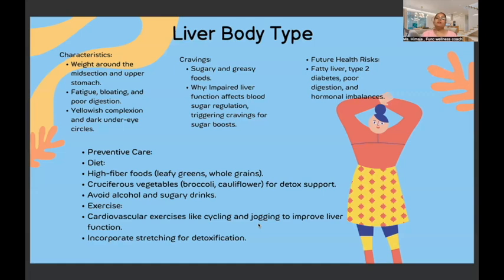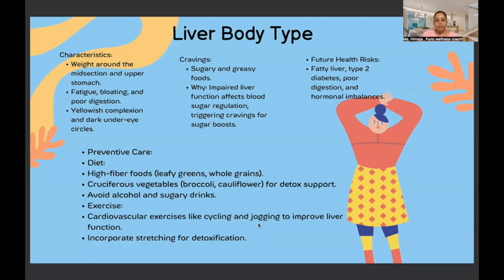And what is the preventive care and diet that has to be taken? High fiber foods. How much fiber we need to have, a nutritionist can guide you in that. You can take green leafy vegetables, whole grains, and cruciferous vegetables like broccoli and cauliflower. Mainly we have to focus on detox, and we have to avoid alcohol and sugary drinks also.